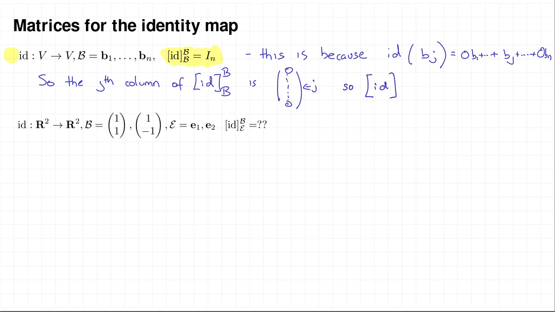So this matrix of the identity with respect to the same initial and final basis B, well, the first column would have a 1 in position 1 and then zeros everywhere else. The second column would have a 1 in position 2 and zeros everywhere else, and so on. So what you've got there is the identity matrix.